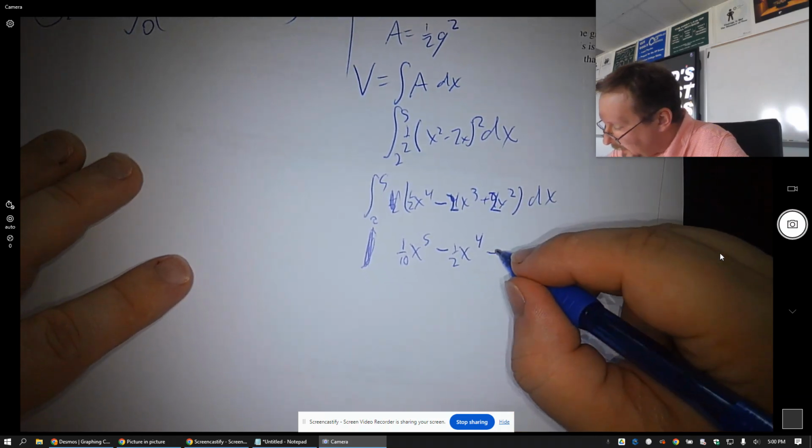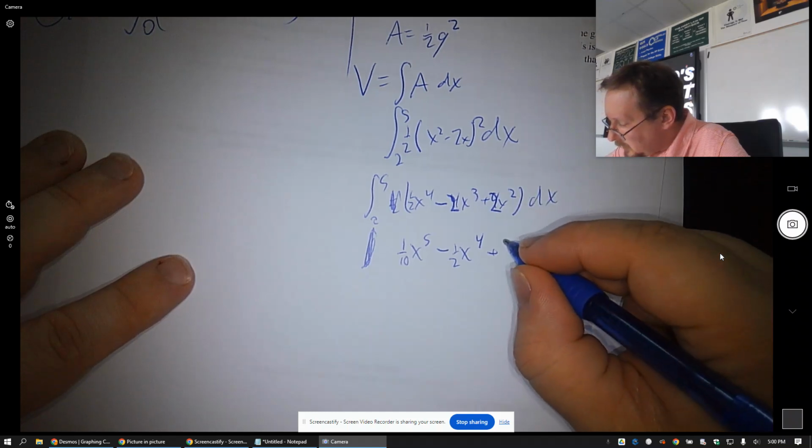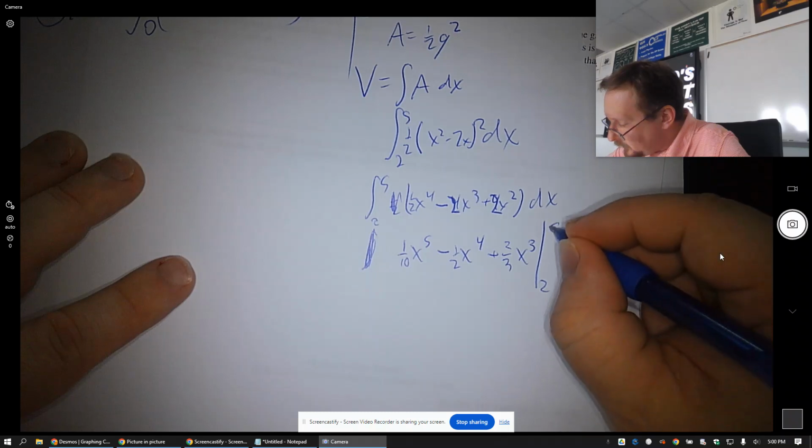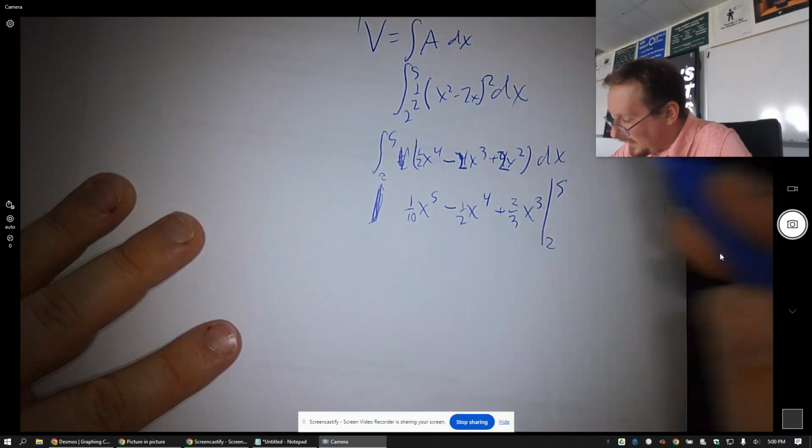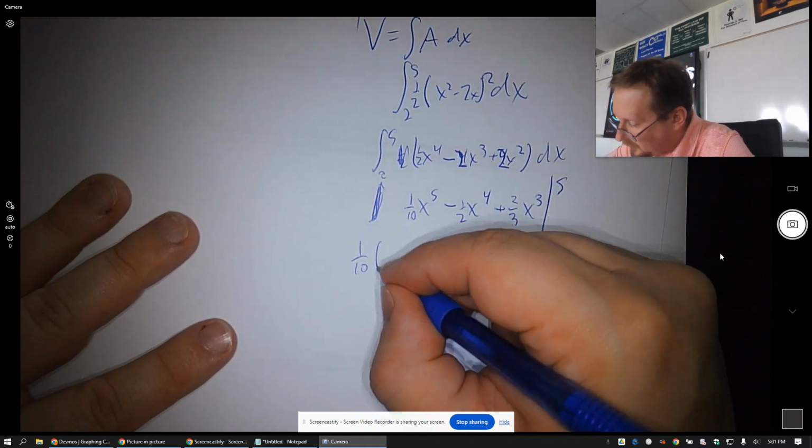I hope I'm doing this right. Raise up the power, divide by the new power, from 2 to 5. I badly don't want to do this. I don't want to do 5. I'm not simplifying this.